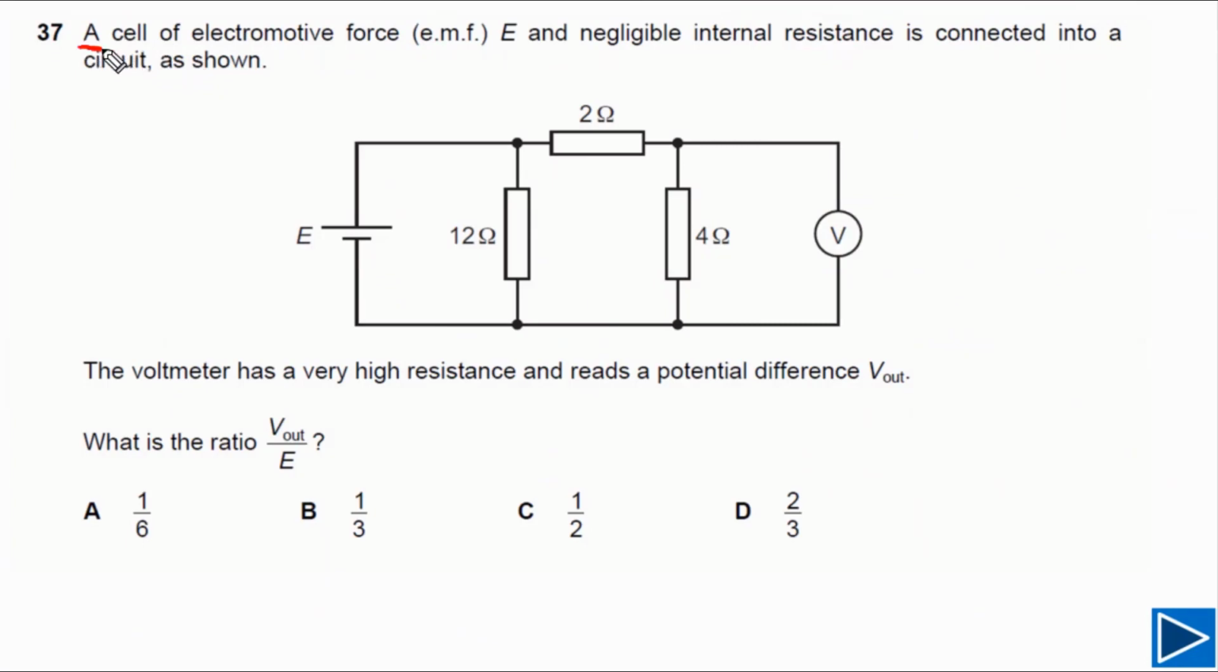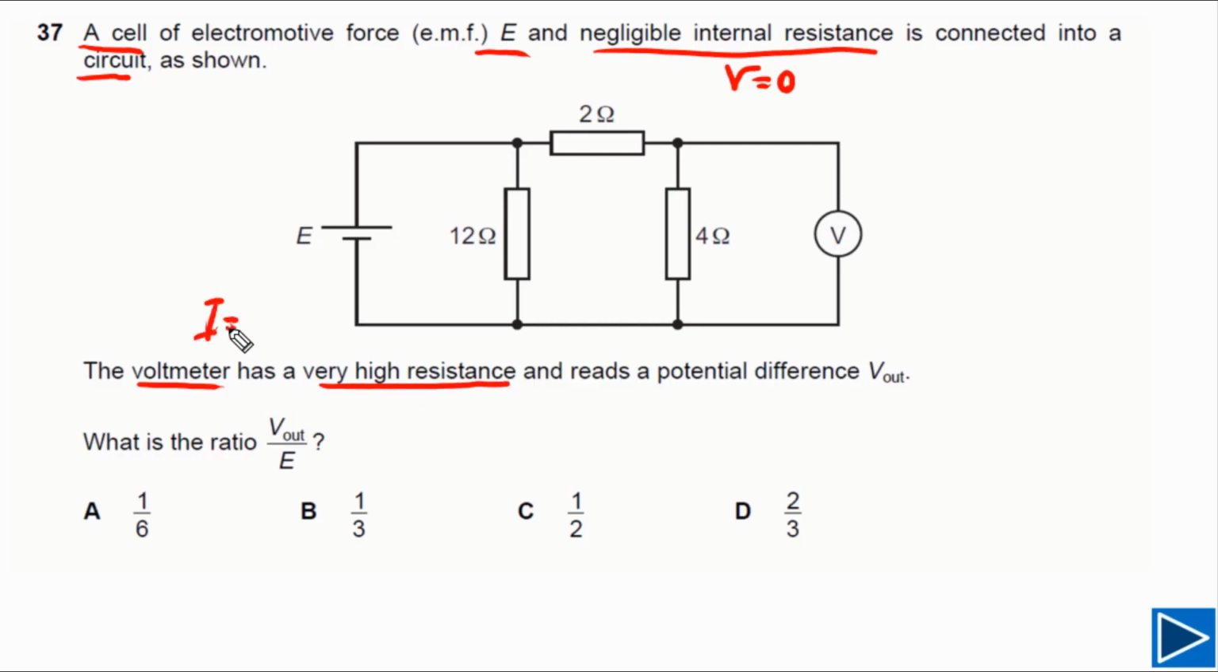For this question, it is given that a cell of electromotive force E and negligible internal resistance, it simply means that small r is equal to 0, is connected in the circuit, and the circuit is shown here. It is also given to us that the voltmeter has a very high resistance. It simply means that this is kind of an ideal voltmeter.